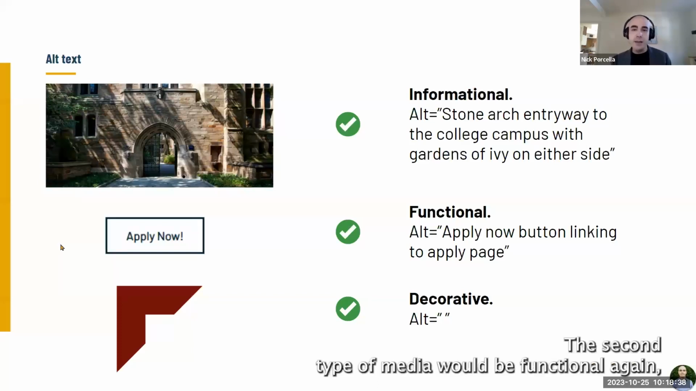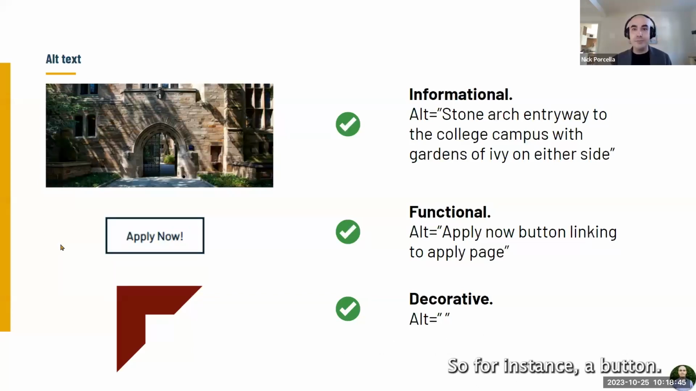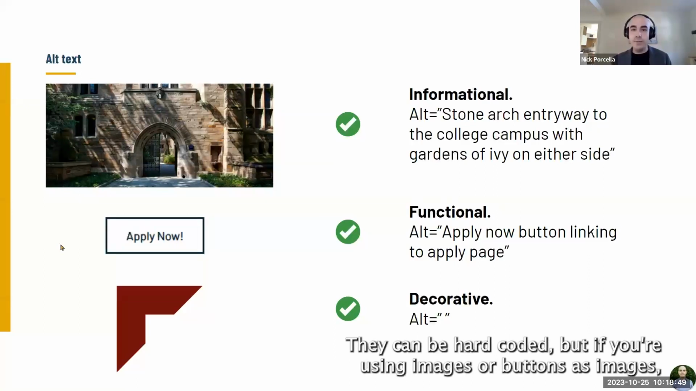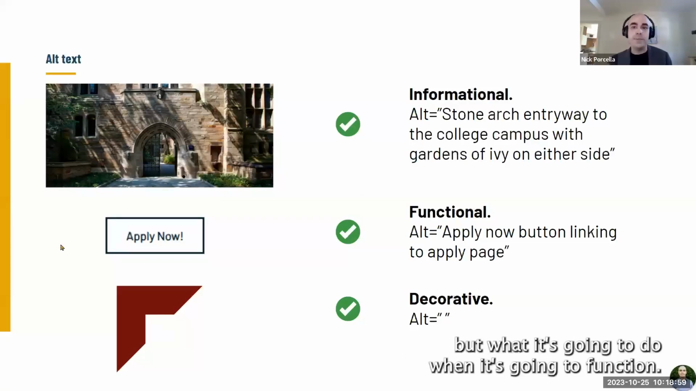The second type of media would be functional. Again, as the name implies, this is any media that is serving a functional purpose. So for instance, a button. Now, buttons don't have to be images. They can be hard-coded, but if you're using images or buttons as images, you should also be applying alt text that not only indicates what the media is, but what it's going to do, what it's going to function as.